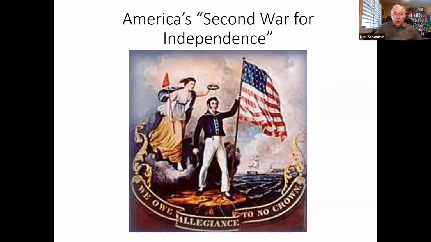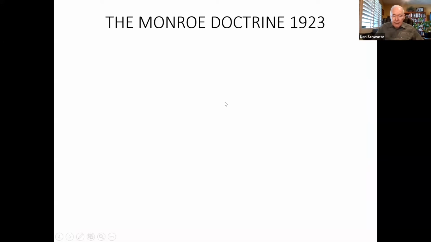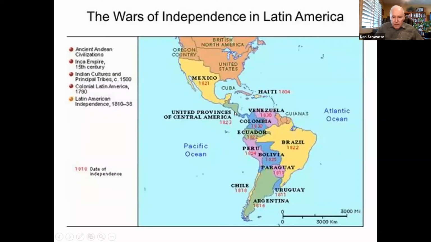But by the early 1820s, many Latin American countries had won independence from Spain and Portugal. So here you see a map of all those countries that had been colonial possessions of Spain and Portugal. And the red dates show the years that they gained their independence. Yet both Britain and the United States were worried that Spain and other European countries might want to intervene to restore colonial regimes in the Western Hemisphere.